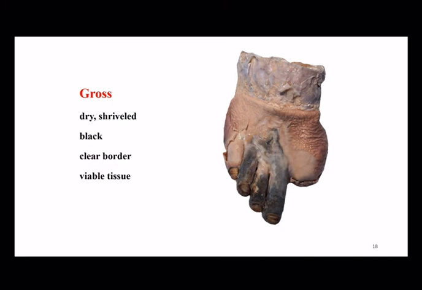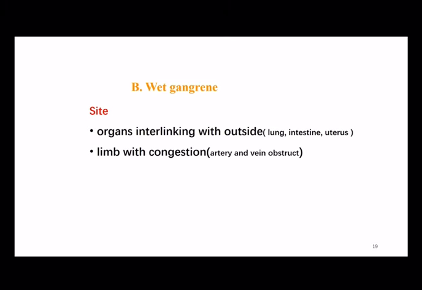This is dry gangrene in toes. The lesion is dry, shriveled, black, and has a clear border with surrounding viable tissue. Secondly, the wet gangrene. It usually occurs in organs such as lung, intestine, uterus, and limb with congestion. When bacterial infection is superimposed, coagulative necrosis is modified by the liquefactive action of the bacteria and attracted leukocytes. The dead tissue undergoes liquefaction.